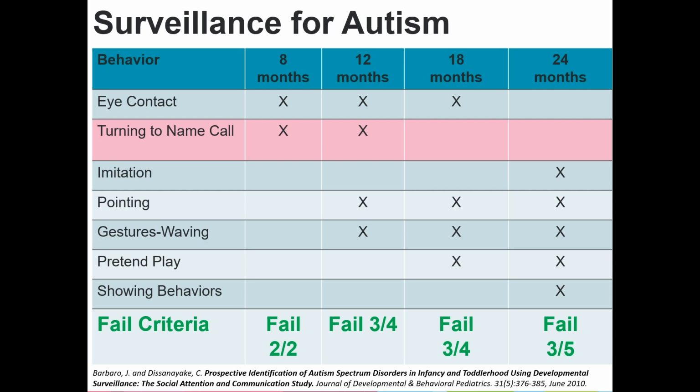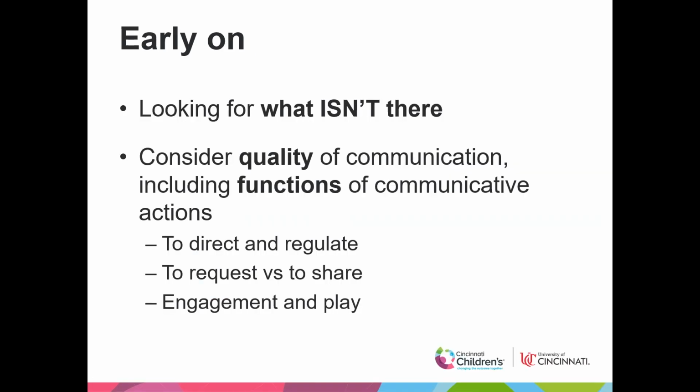So I have often looked for what isn't there. Look at the quality of communication and functions of communication. Again, I've worked with some amazing speech pathologists who helped me think about what that kid talked about or what they tried to indicate. Was it to direct and regulate everybody else? That's all they were doing. Or was it to share? Like, I wanted you to see something. I want to share something with you. What does that engagement and play look like? Those things really qualitatively are important to recognize some of the challenges with autism. So in kids who are deaf and hard of hearing, you will see all of these. You will see atypical prosody.